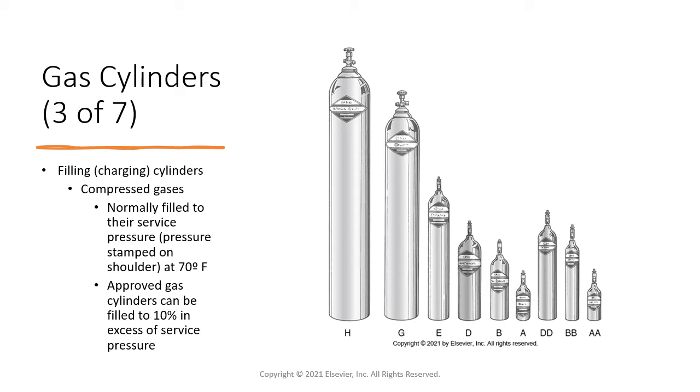Let's talk about compressed gases first. A gas cylinder normally is filled to its service pressure, the pressure stamped on the shoulder, at 21.1 degrees centigrade or about 70 degrees Fahrenheit. However, approved cylinders can be filled to 10% greater than the service pressure, or 2200 psig.